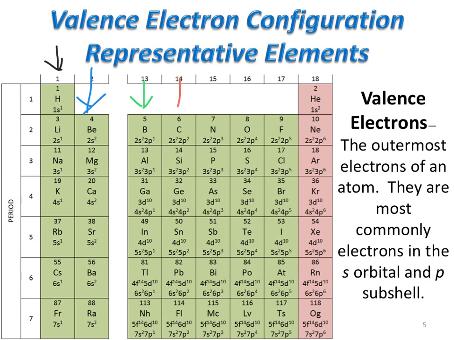In group 14, the second electron in the p subshell. In group 15, the third. In group 16, the fourth. And in group 17, the fifth. And then finally, when we get out to the noble gases, helium is 1s2. It has a completely filled s orbital, and then the remainder have 2 in their s orbitals and 6 in their p subshells, giving them a full set of valence electrons.